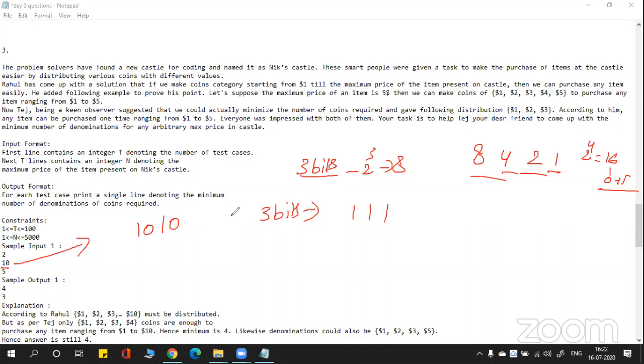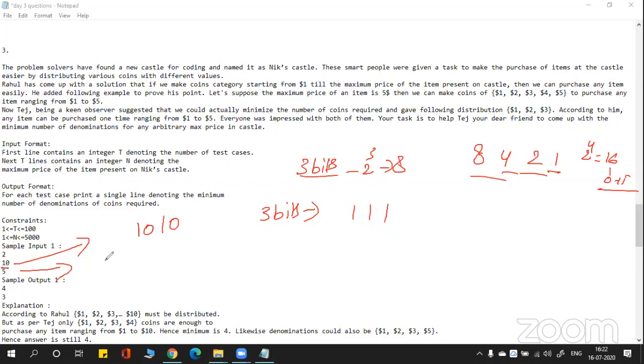And what should be the value of those coins? Those values should be 1, 2, 4, 8. Here they are not asking the value of those coins, so no need to worry. So you represent a number in binary format and then find out how many bits are required. For example, 5: minimum how many bits are required?